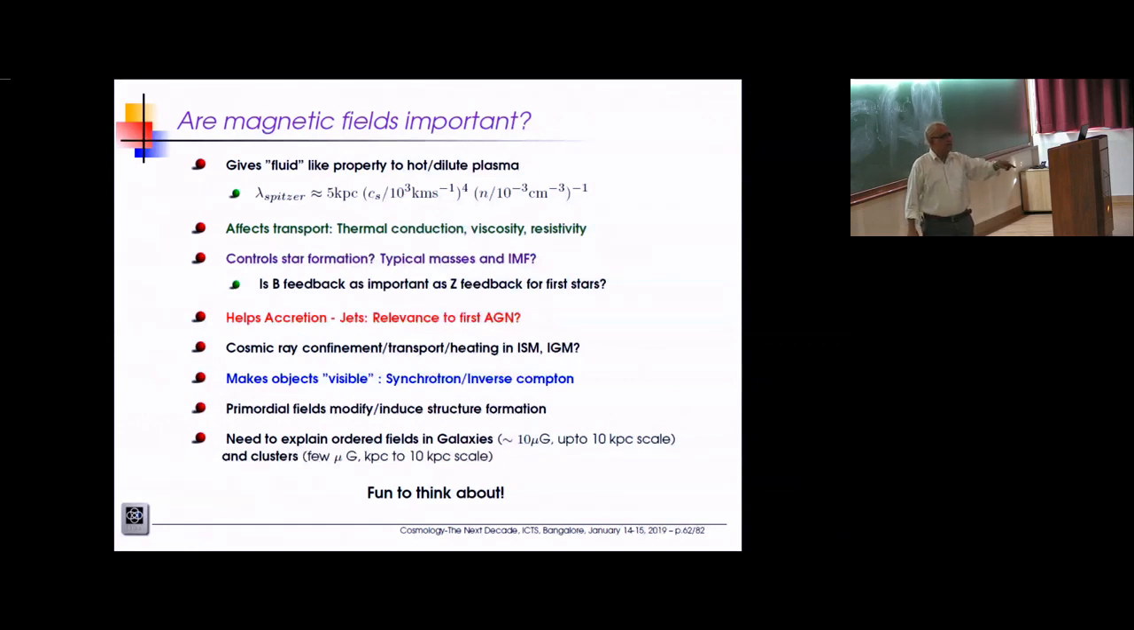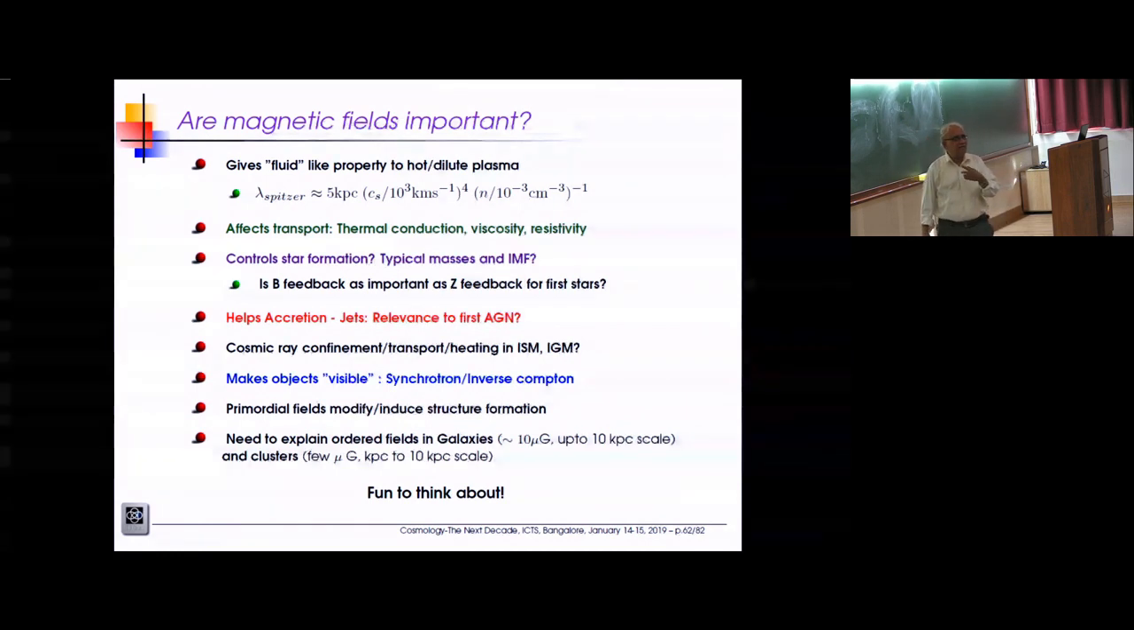Because if you try to cross, there's a Lorentz force, V cross B, which will turn it back. So at least along field lines, you're more or less confined to the gyro radius, which is much smaller than these kiloparsec kind of scales. Okay? But it also affects all transport processes.